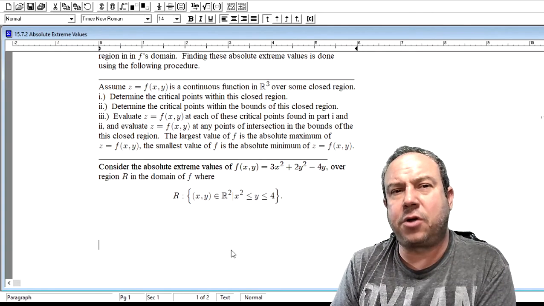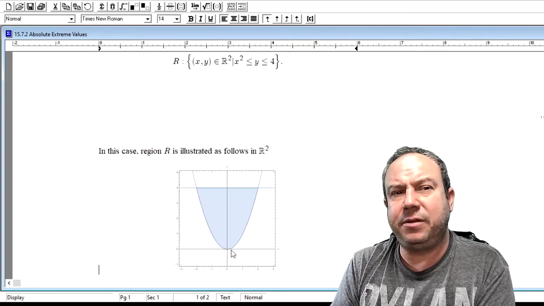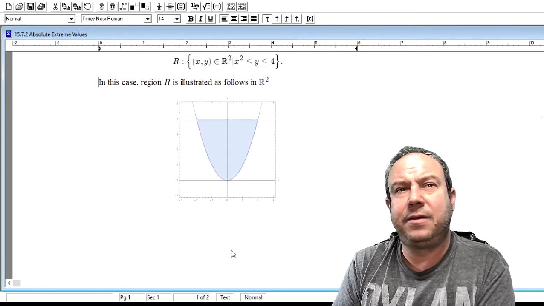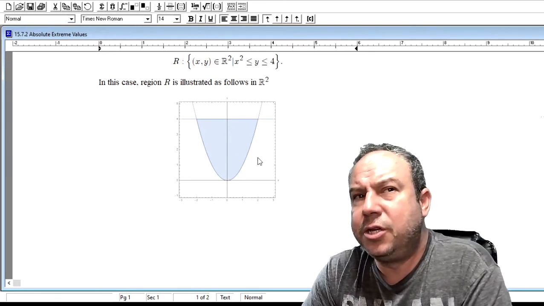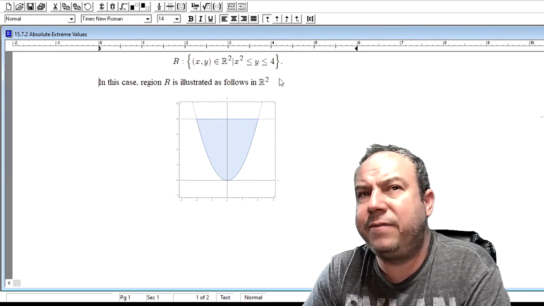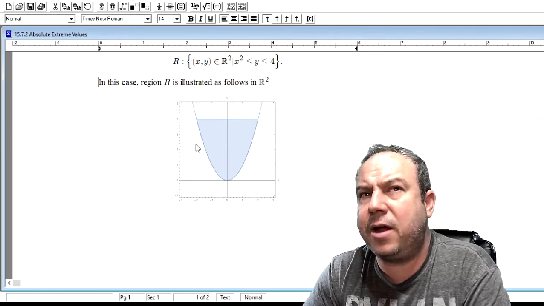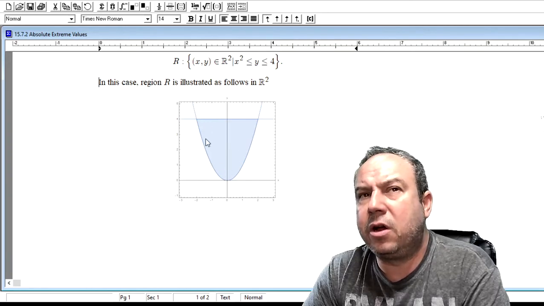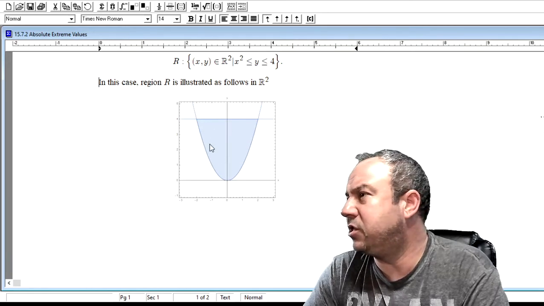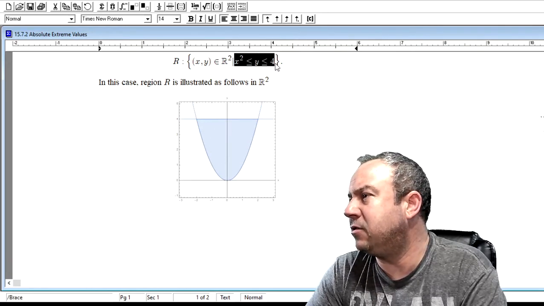If we draw an illustration of that region, this would be the region's illustration. It would be this shaded region of space above the curve described by x squared and below the line where y equals 4. This region of space is defined by these values of y.